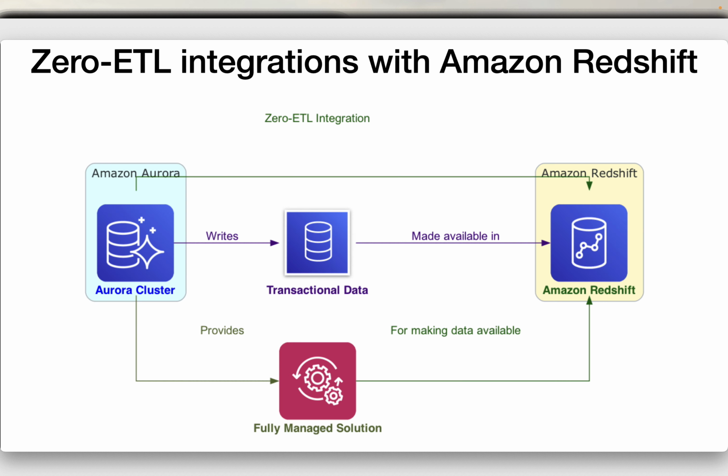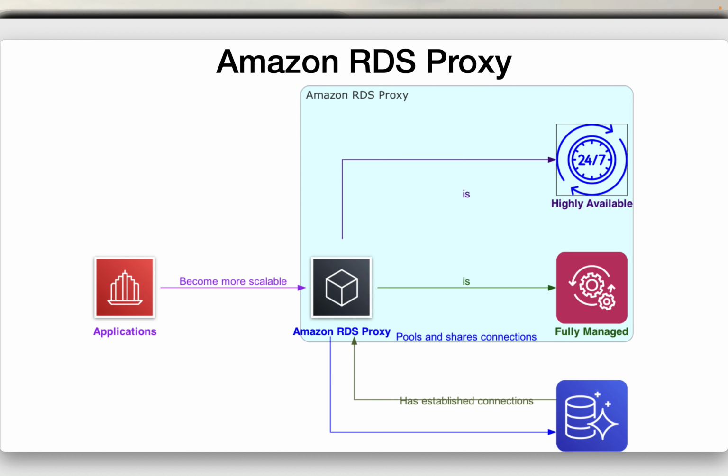Zero ETL integrations with Amazon Redshift. Amazon Aurora Zero ETL integrations with Redshift is a fully managed solution for making transactional data available in Amazon Redshift after it is written to an Aurora cluster. Amazon RDS Proxy. Amazon RDS Proxy is a fully managed, highly available database proxy that makes applications more scalable by pooling and sharing established database connections.